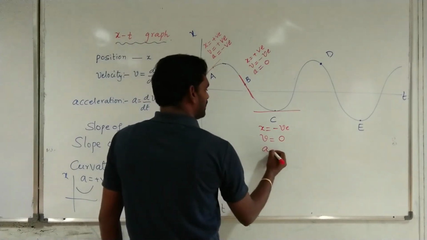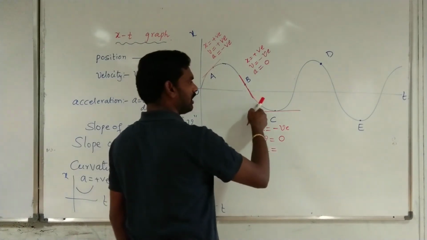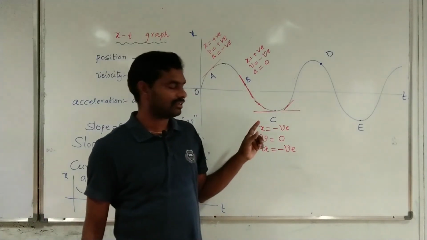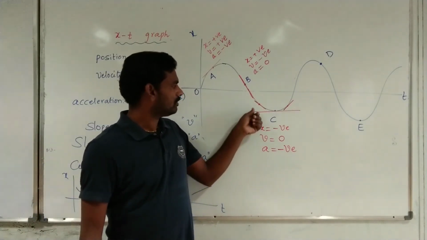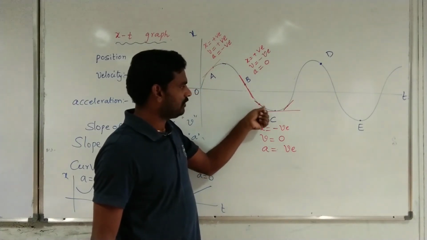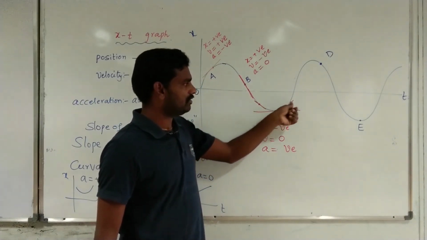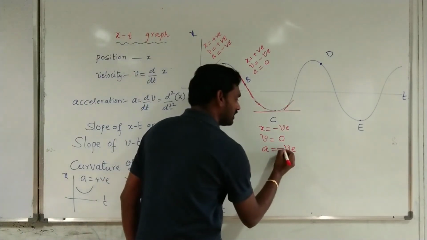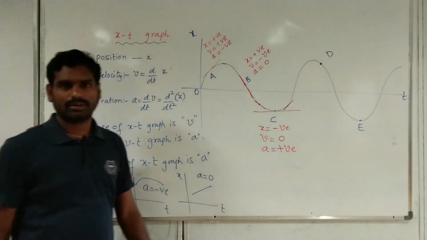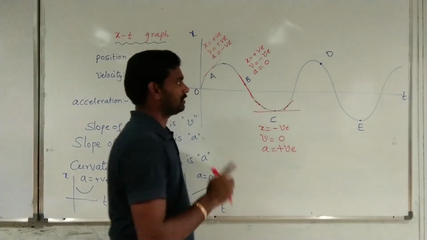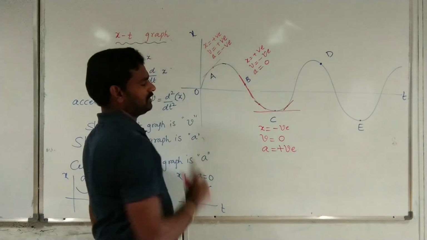What about acceleration here? The curve is concave up. What happens here? The velocity is changing from negative to 0, 0 to positive. Velocity is increasing, that means acceleration is positive. Concave up, acceleration is positive. Concave down, acceleration is negative.